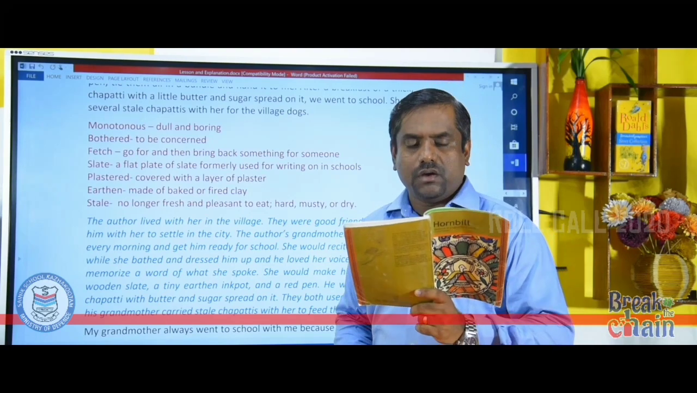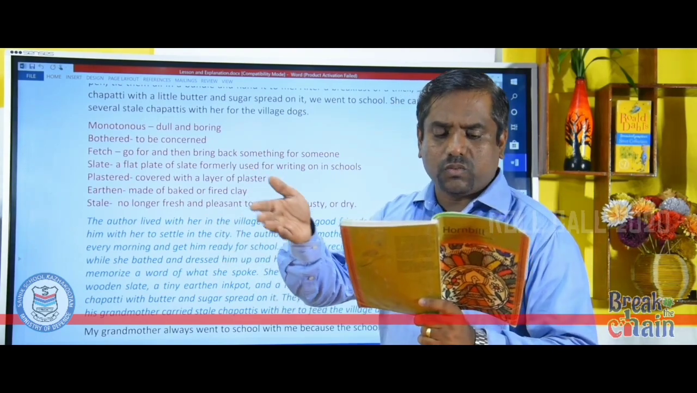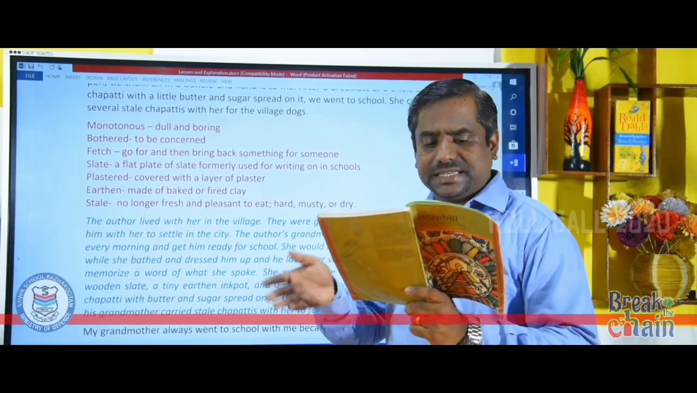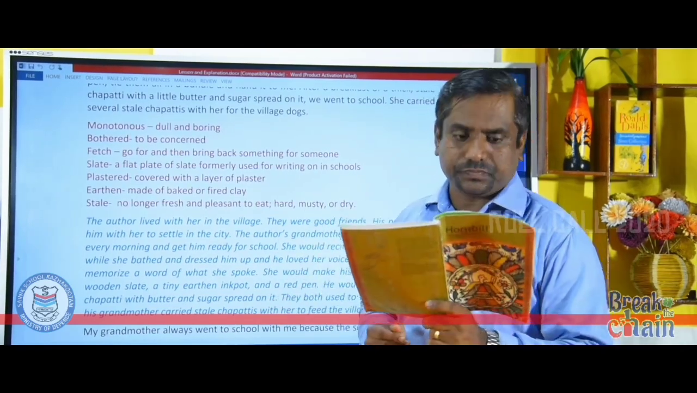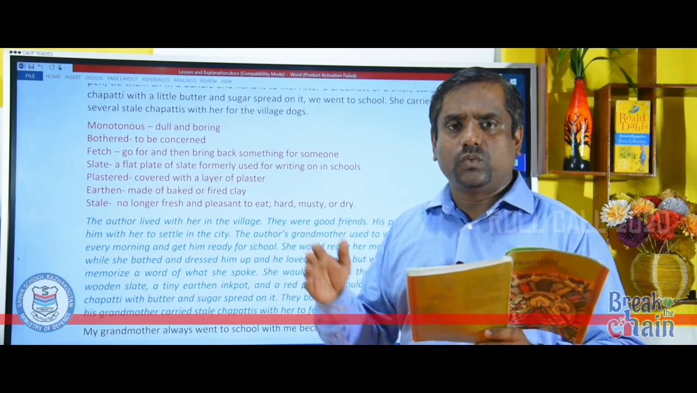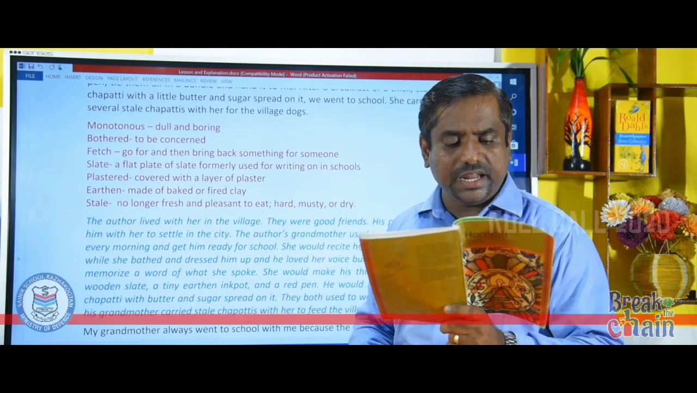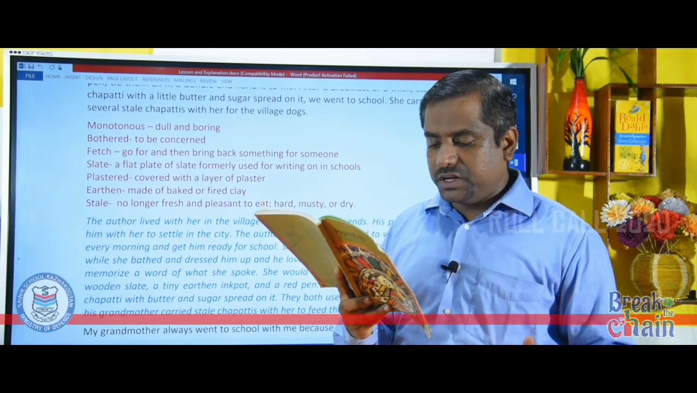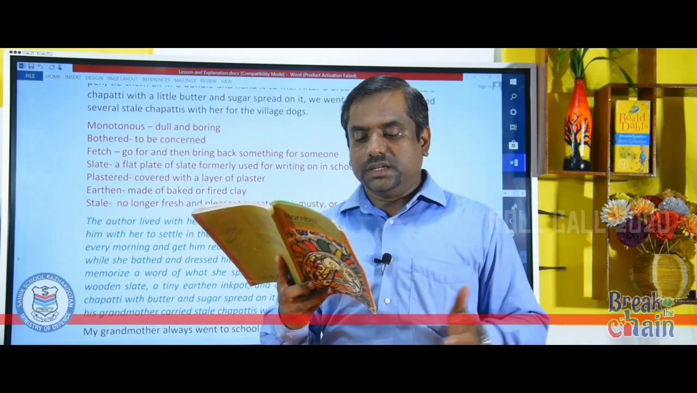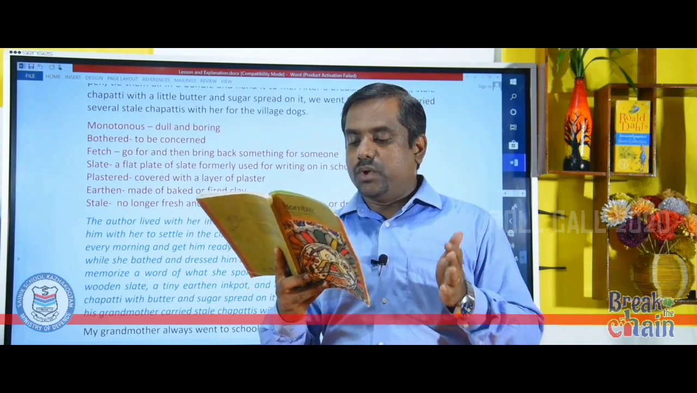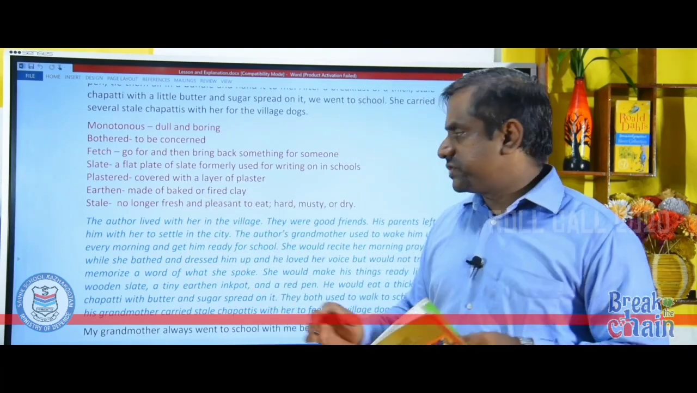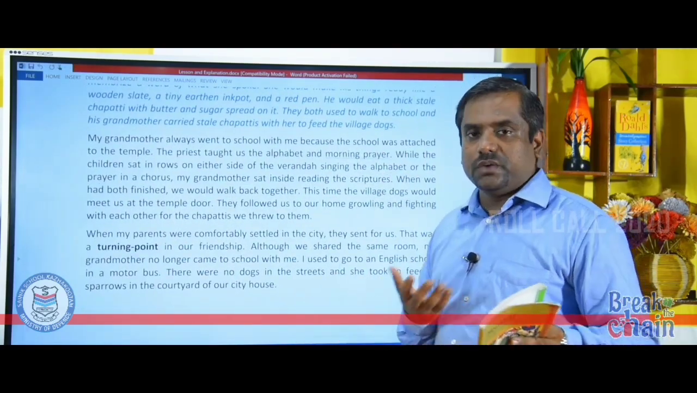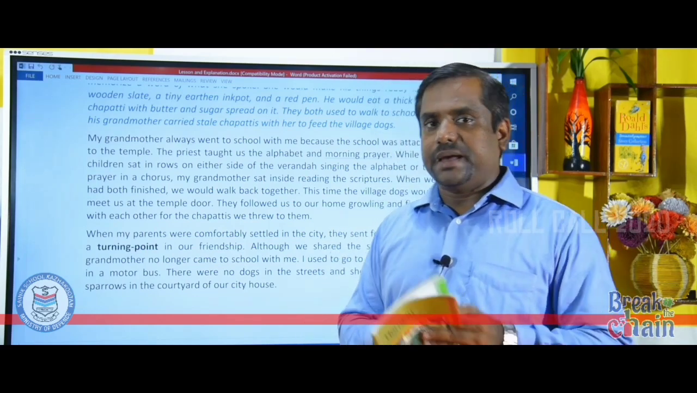While that was in progress, what did the grandmother do then? She used to sit inside reading the scriptures, while her grandson was busy attending school or studying. When we had both finished, we would walk back together. This time the village dogs would meet us at the temple door, and of course the grandmother carried something very special for the village dogs. It was nothing other than stale chapatis for them.